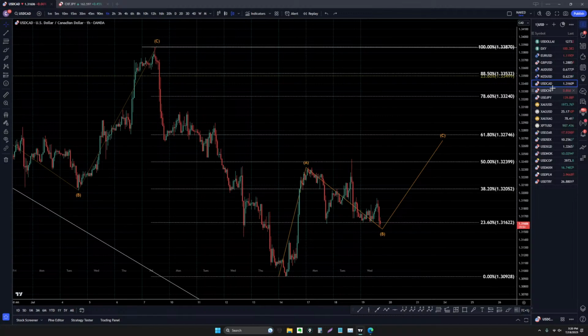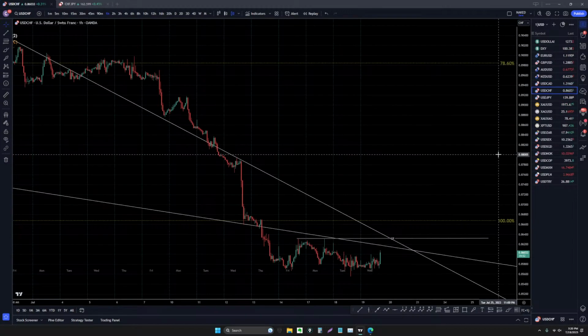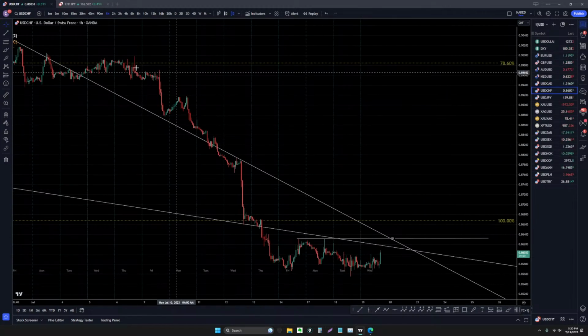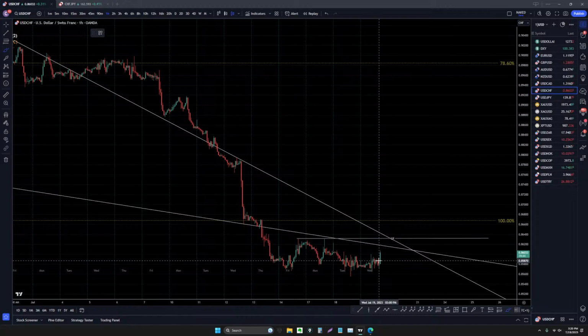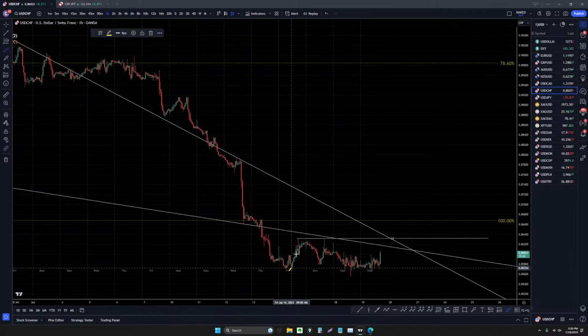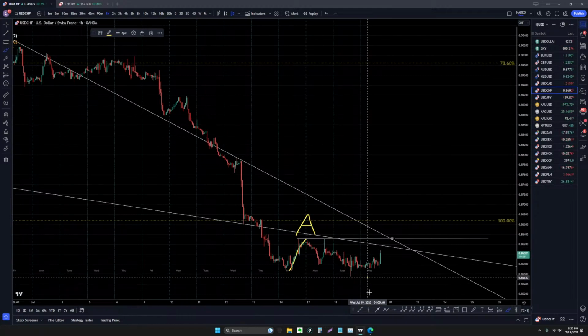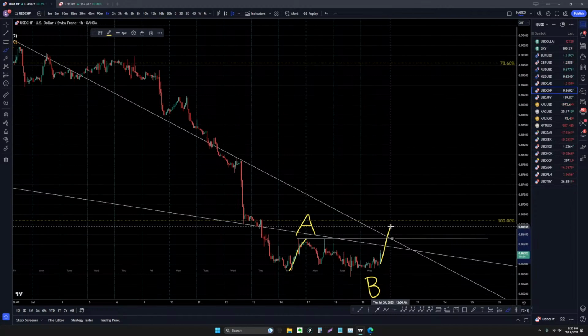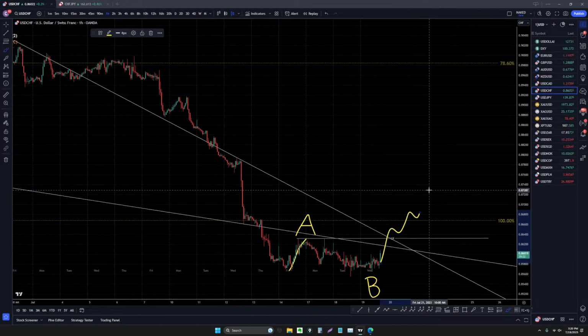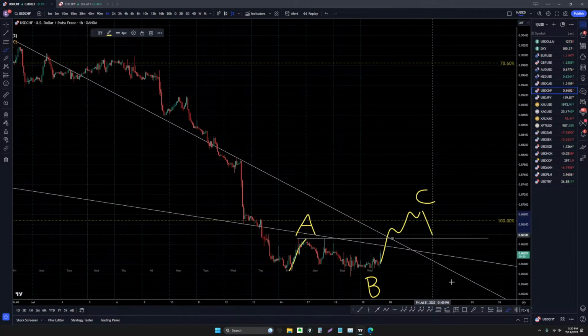And the US dollar Swiss. Oh, the US dollar Swiss is making that move up, so the US dollar Canadian and the dollar yen are probably going to follow. I think this is an A right here. This right here is most likely a B. And this is probably going to go up and make a wave C. And then I think it's going to go down, break structure, and go down again.